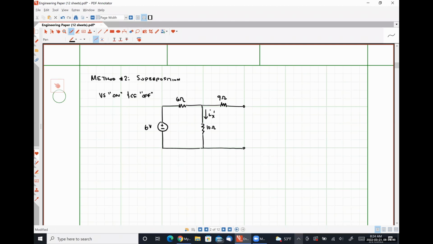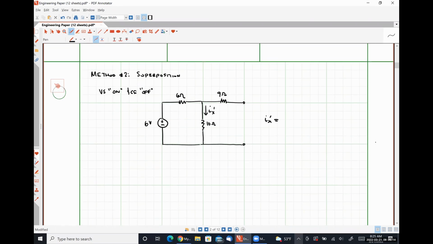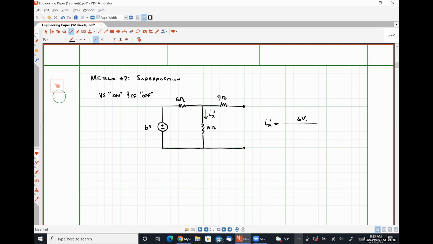All right. So how can we solve for the quantity IX prime in this circuit? Well, argue just Ohm's law, right? So I believe, and by all means, if you do not believe me, let's talk about it, that the current IX prime is simply 6 volts divided by 6 ohms plus 10 ohms, which would be 6 over 16, or 3/8 of an amp.